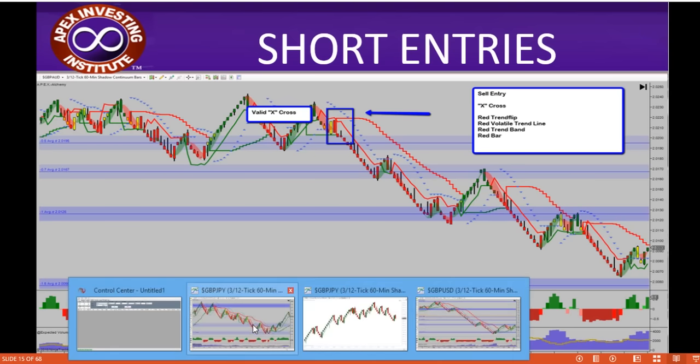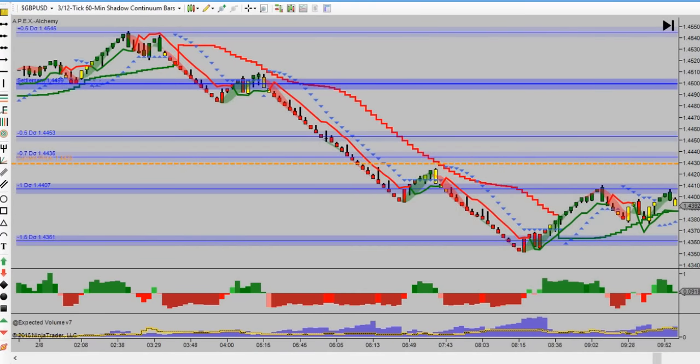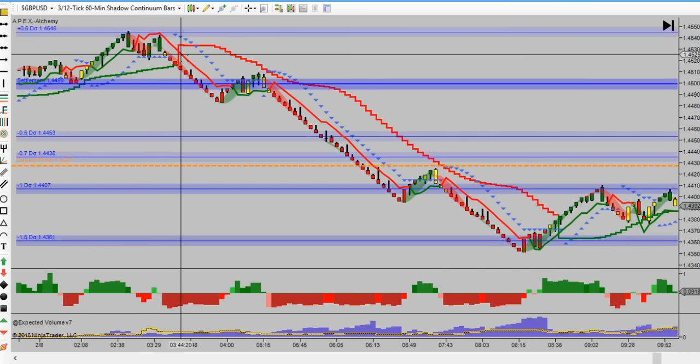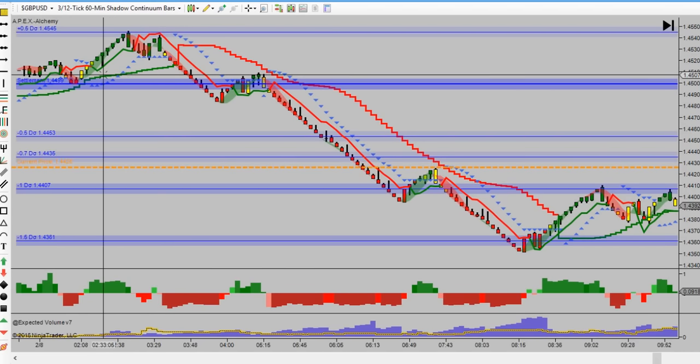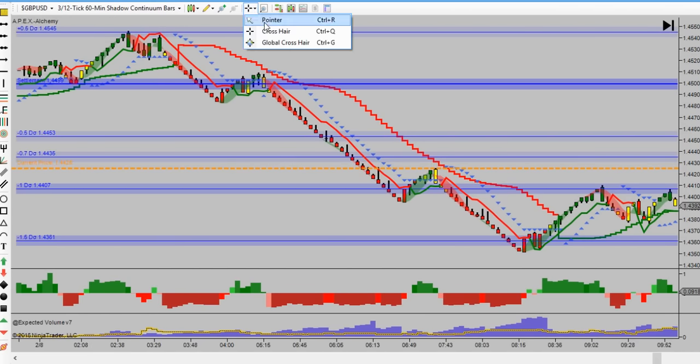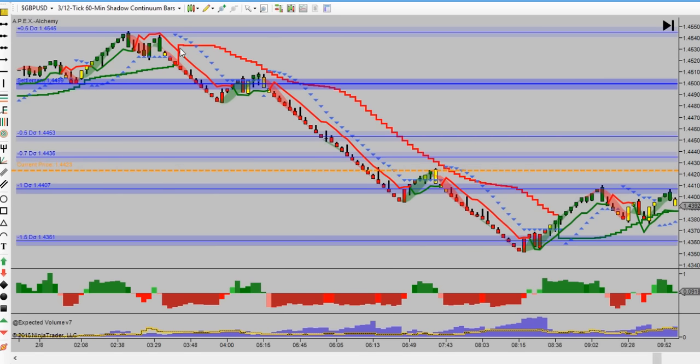Let me show you real quick here just to make it clear on a chart. Alright, here's the volatile trend line. And what does it do? It comes down and it crosses over the trend flip. This is the trend flip. Okay? Right here. See, trend flip is green. Then the trend flip comes up, goes to red. Trend flip comes down right here, turns to green. So, the volatile trend line crosses from above into the trend flip, creating an X. That's the first step for a valid short sell.